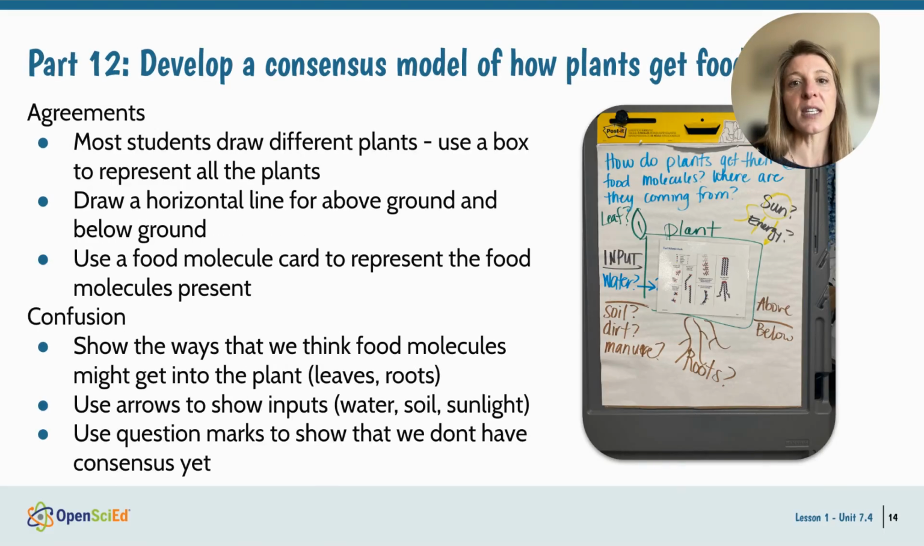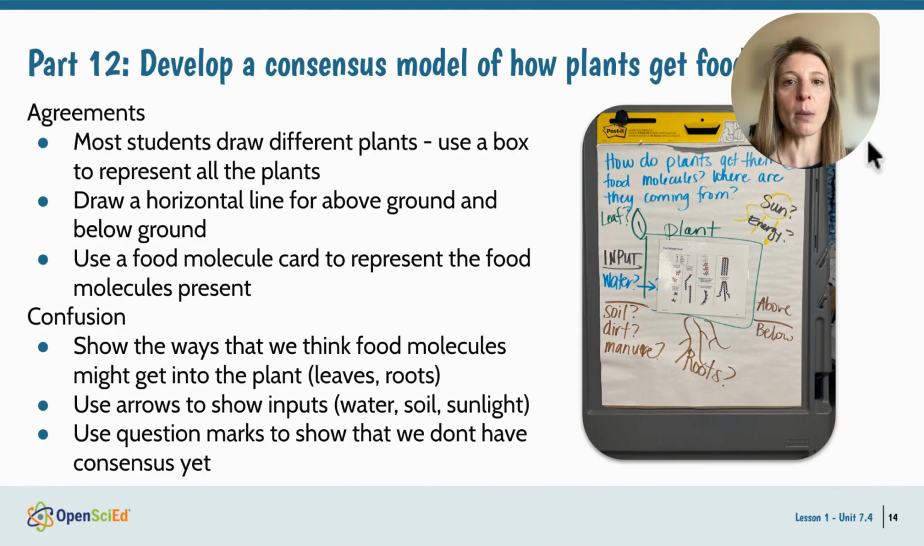In part 12, this is where we develop our consensus model. I typically start by drawing a box because my students draw various plants. If your students all draw the same plant, just draw that plant instead of a box. The purpose is really to represent a system where we can track the inputs and the outputs, just like we did in 7.1. After we start by drawing the box or your plant, I draw a horizontal line across the poster for the above ground and the below ground.